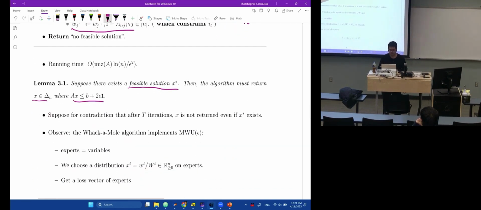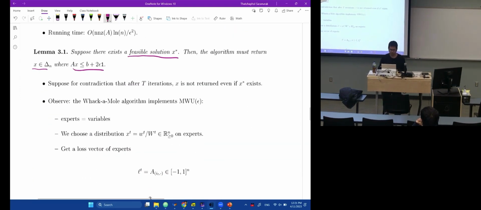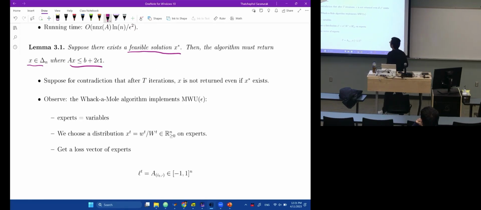Okay, so let's see the proof. Let's suppose for contradiction that after t iterations, x is not returned, even if x star exists. So now let's analyze it. The key thing to observe is that this whack-a-mole algorithm implements weight updates exactly, precisely.